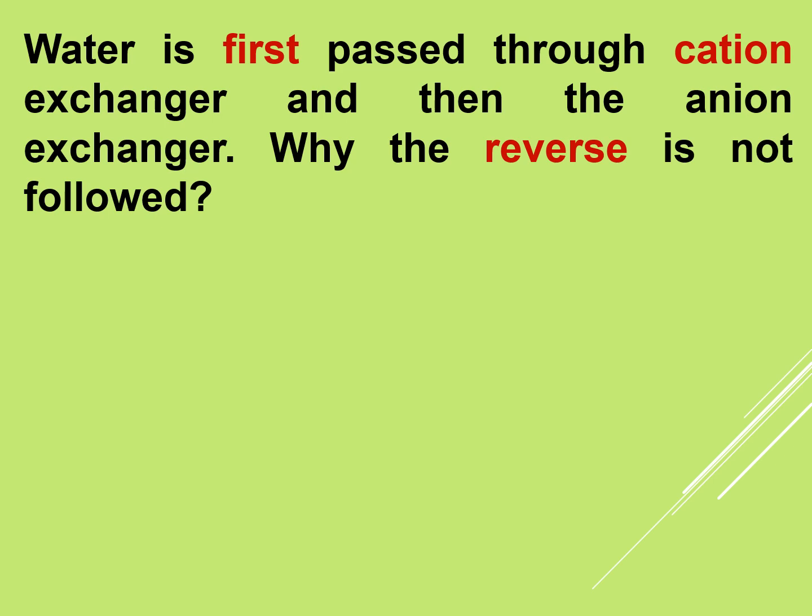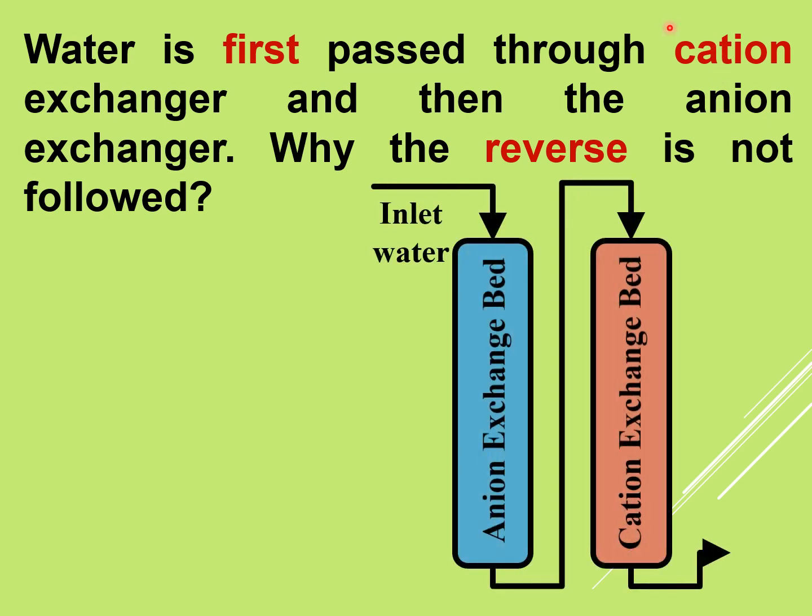So here if you see, water is first passed through the cation exchanger and then the anion exchanger. First the cations are removed, then the anions are removed. Why can we not follow the reverse? Why can't we remove the anions first and then the cations? What is the problem there? Suppose I am allowing the water to pass through the anion exchange and then to the cation exchange. What is the problem? Why can't we do like that?